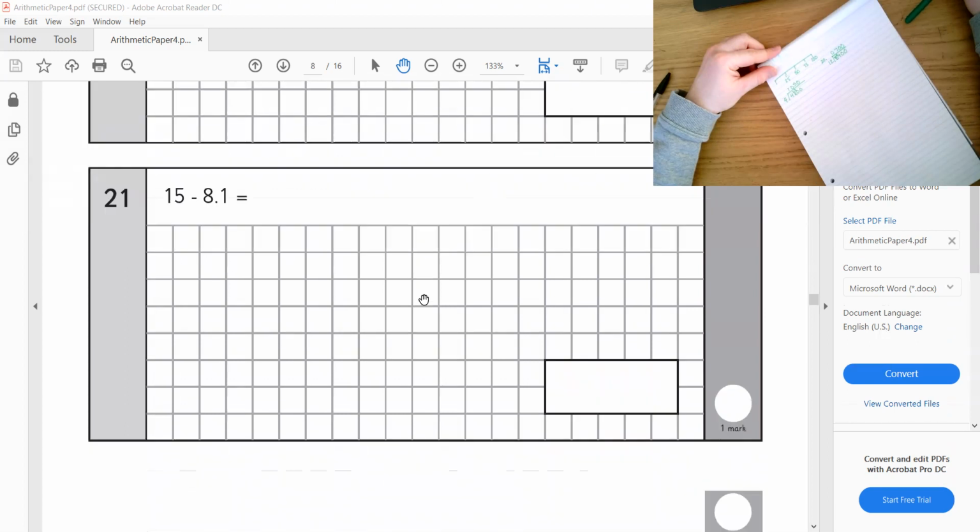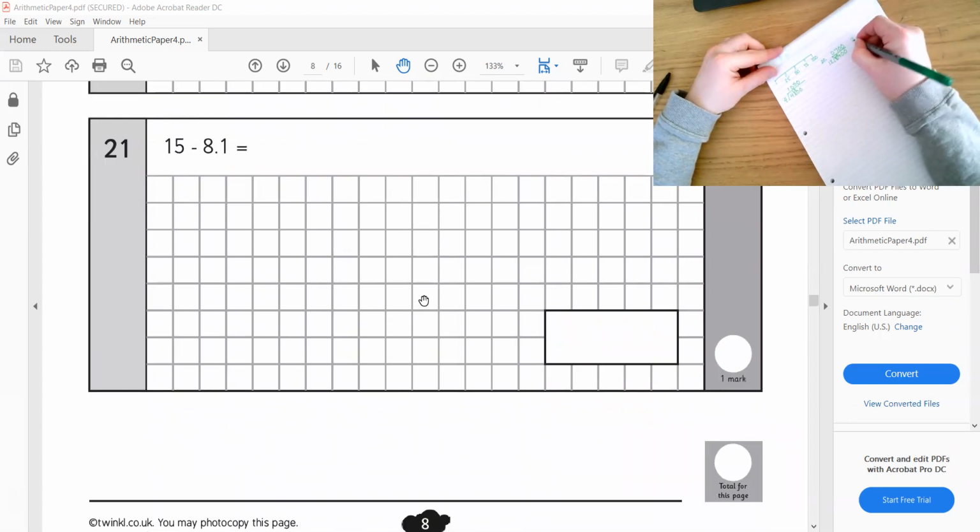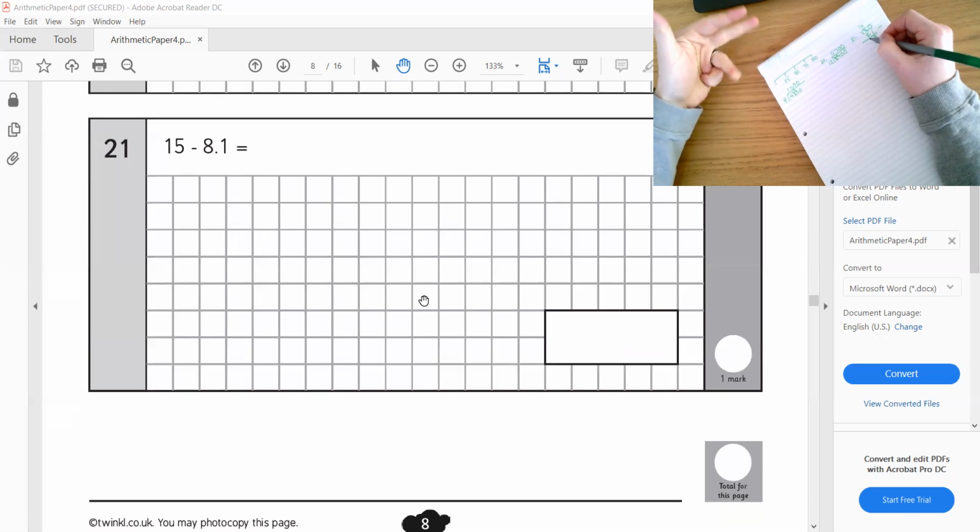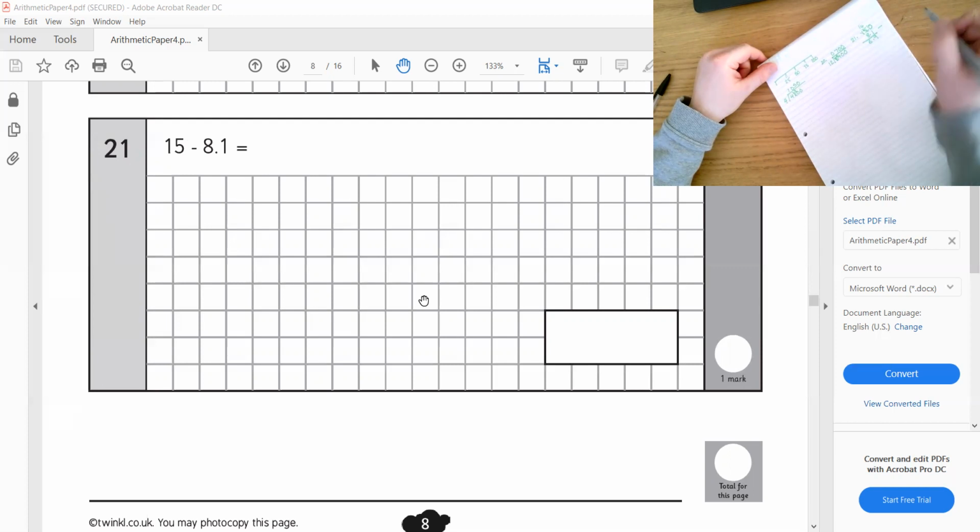Next one, 21. Oh, same, we've already done one like this before. This is old news now. So it's like 15 take away 8.1. So I need another decimal place there, keeping my decimal points all in line. And again, it's just testing, can I rename? So that will then become 4. So 10 take away 1 is 9. 4 take away 8 I cannot do. So 14 then take away 8: 8, 9, 10, 11, 12, 13, 14 is 6. There we go, so 6.9 is my answer.